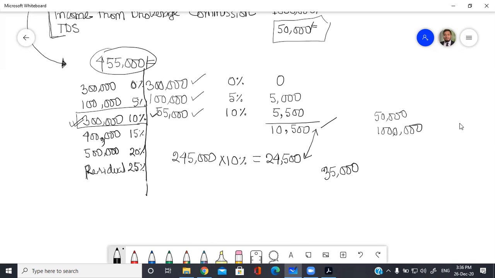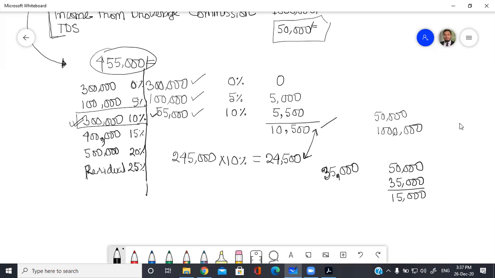So still, how much tax is remaining out of this 50,000? What have we already paid? 24,500. Out of this, we have shown you the calculation. I'll explain it. We have calculated how much tax up to this? 35,000. Now, if we subtract 35,000 from the TDS, what is the remaining? 15,000.